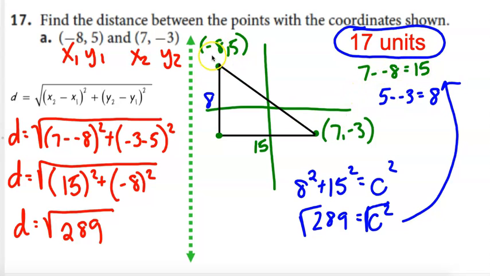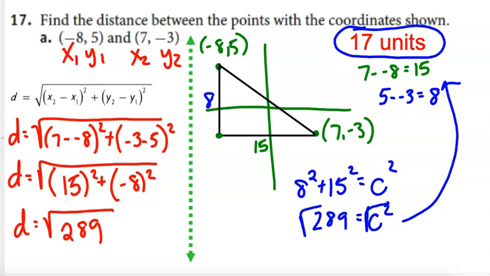Or ask yourself, how do you go from a -8 all the way to a +7, and that's 15 units? How do you go from a +5 to a -3? That's a total of 8 units long. And so you would do 8 squared plus 15 squared equals c squared and square root it. So regardless, you get a distance of 8 and a distance of 15, and then you square root the final answer. So hopefully that lets you see some similarities between the Pythagorean theorem and the distance formula.